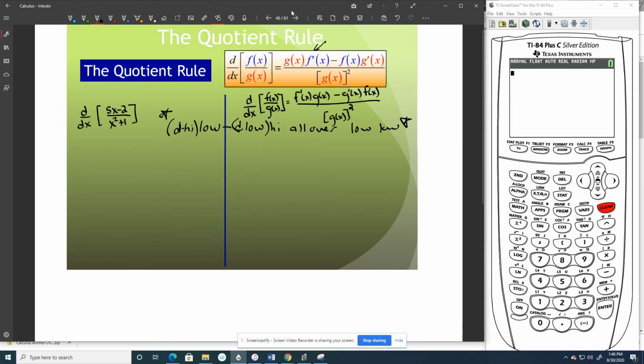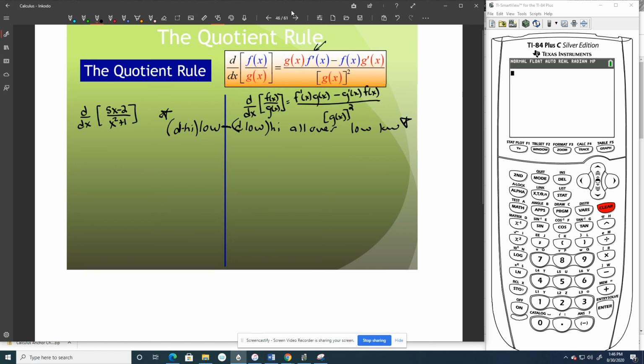Whatever you need to do to memorize it, just remember it's the same as the product, but a subtraction, and we divide it by our second function squared. Whatever's on the bottom, we're just going to square it. So, for example, we're taking the derivative of 5x minus 2 over x squared plus 1.